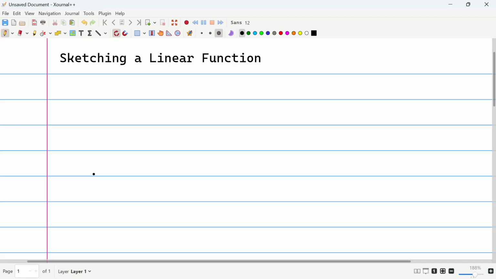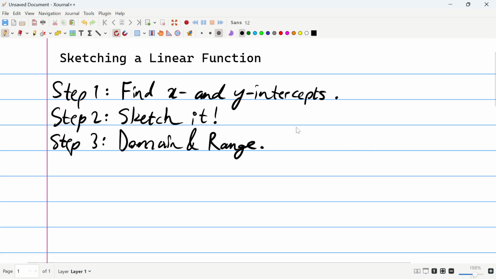Hello everybody, in this video we are going to be dealing with sketching a linear function. Now when sketching functions in general, there should be a bunch of steps to take into consideration. Alrighty, so here's our steps, right? It kind of is only two when it comes to preparing, but domain and range is important still. So we have the following.